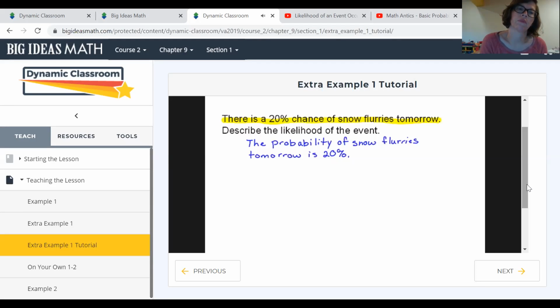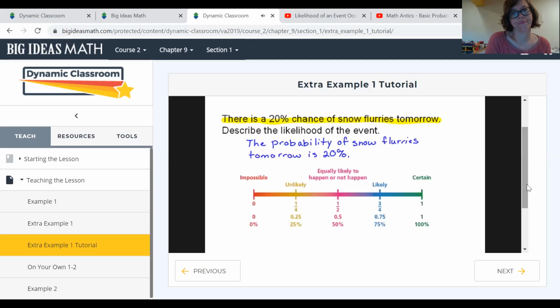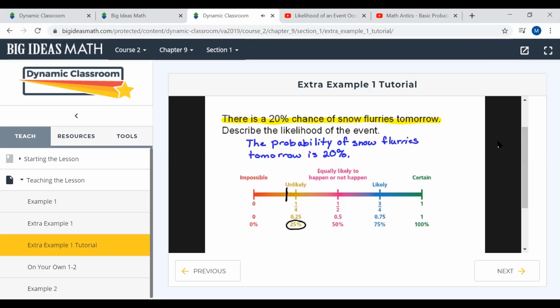We can use a diagram to help us describe the likelihood. The probabilities are given below, and the likelihoods are above. Our event says that the probability is 20%, which is located about here. 20% is close to 25%. Because 20% is close to 25%, this corresponds with the likelihood of 25%, which is unlikely. So, it is unlikely that there will be snow flurries tomorrow.